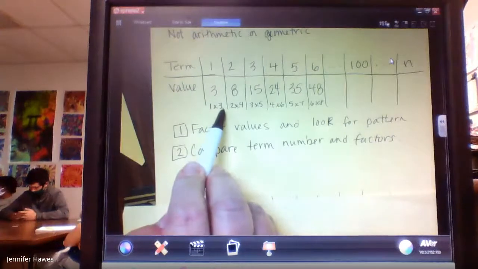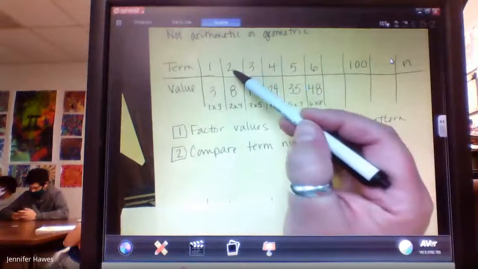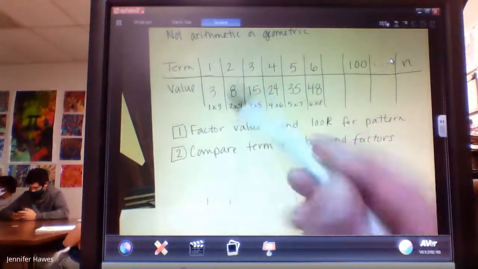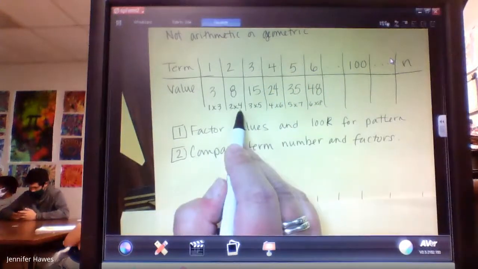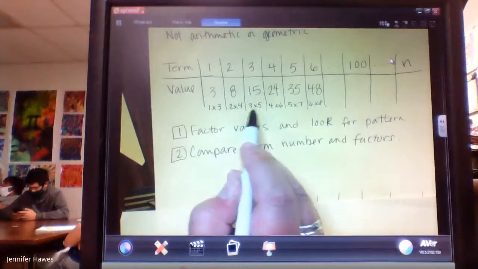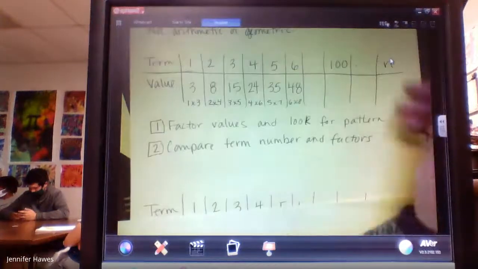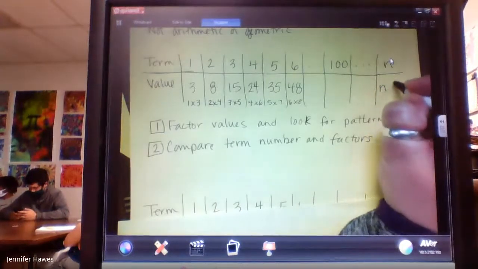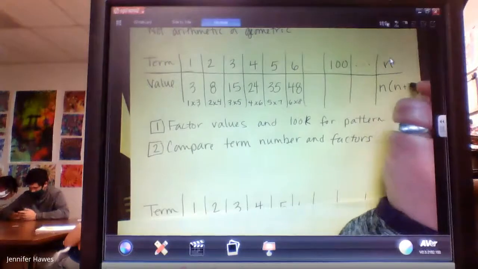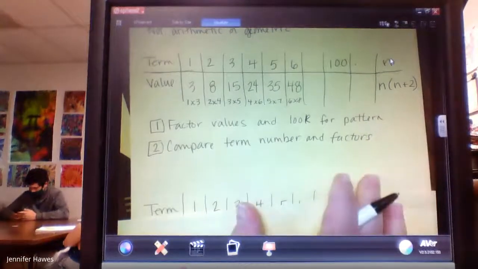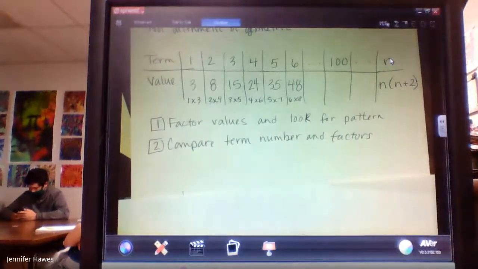What do you know about this number and this number? This one is 2 more. Go to the next one. This number and this number are the same, 2 more, same, 2 more. Okay, so what's our rule? One number stays the same, and the other one is 2 more. That's how I'm getting from number to number. I'm just taking the term number times a number that's 2 more.